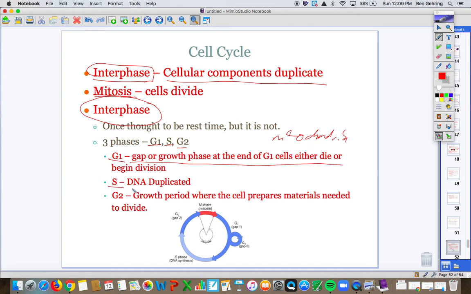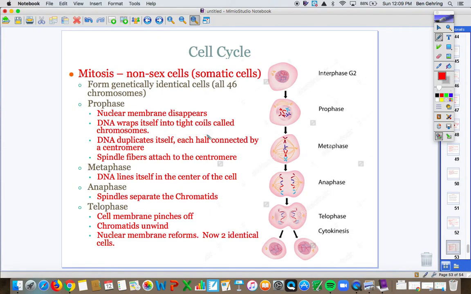In S phase, synthesis, you are synthesizing your DNA. And then in G2, this is kind of your second check, your double check, your final check to make sure you have everything you need to divide. If not, your cell will backtrack and fix things. Then your cell performs what's called mitosis. This is cell division in somatic cells, so non-sperm and egg cells. It produces genetically identical cells, with all 46 chromosomes.